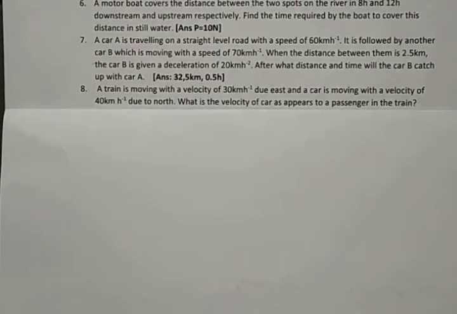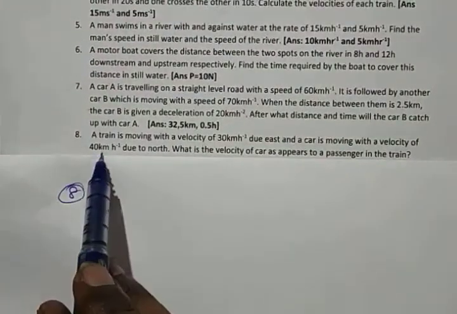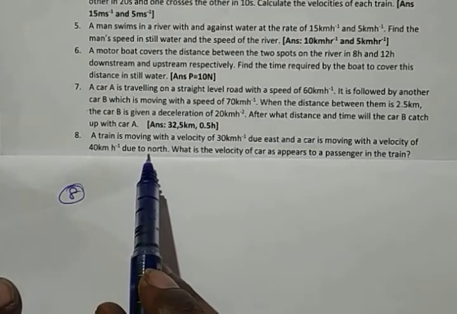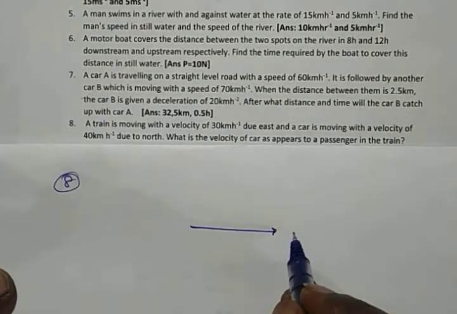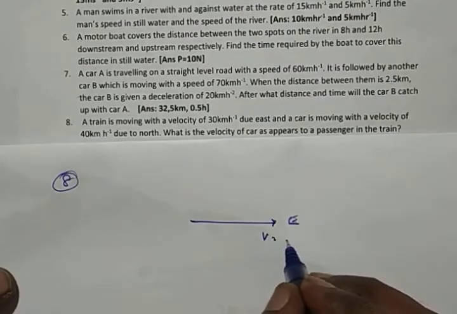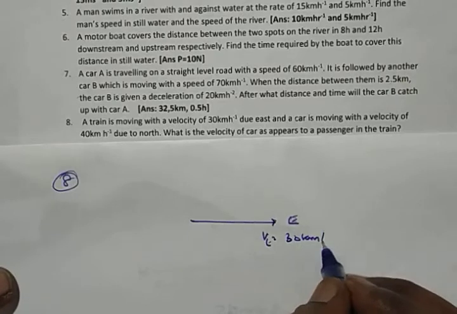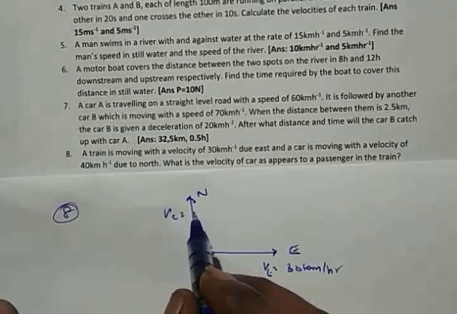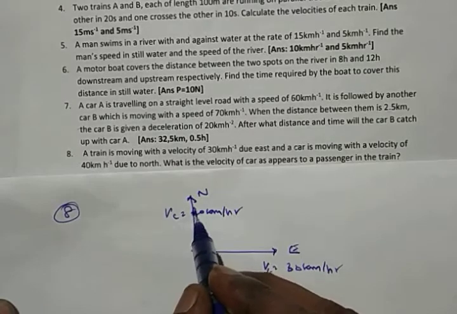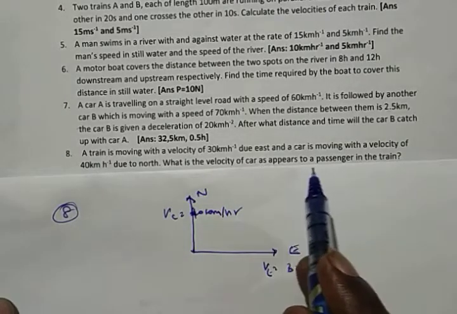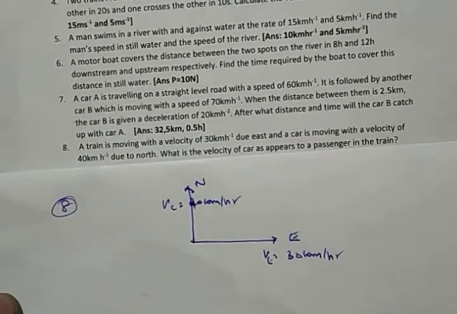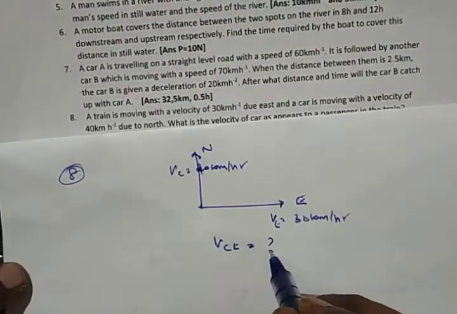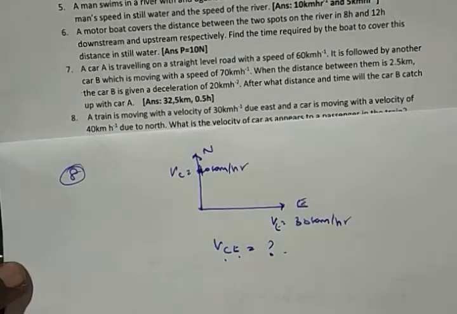Question number 8. A train is moving with a velocity of 30 kilometers per hour due east, and a car is moving with a velocity of 40 kilometers per hour due north. So the train is going towards east with a velocity Vt equal to 30 kilometers per hour, whereas at the same time a car is going due north with Vc equal to 40 kilometers per hour, as given here. What is the velocity of the car as it appears to the passenger in the train? That is, the velocity of the car with respect to the train, how much is it?